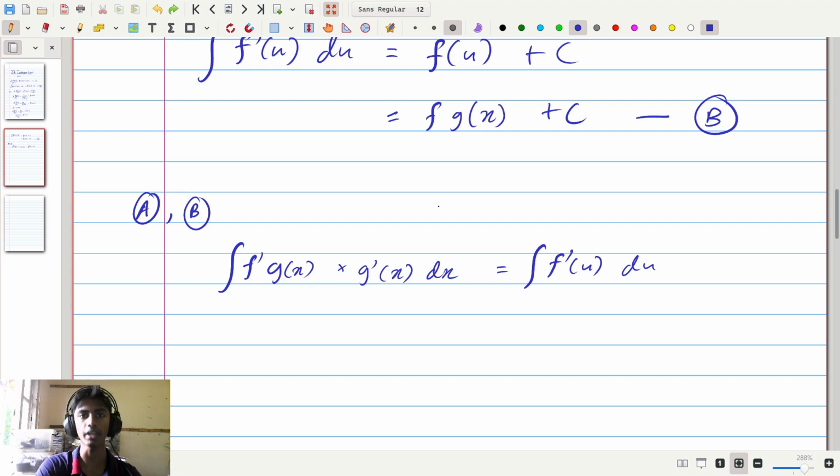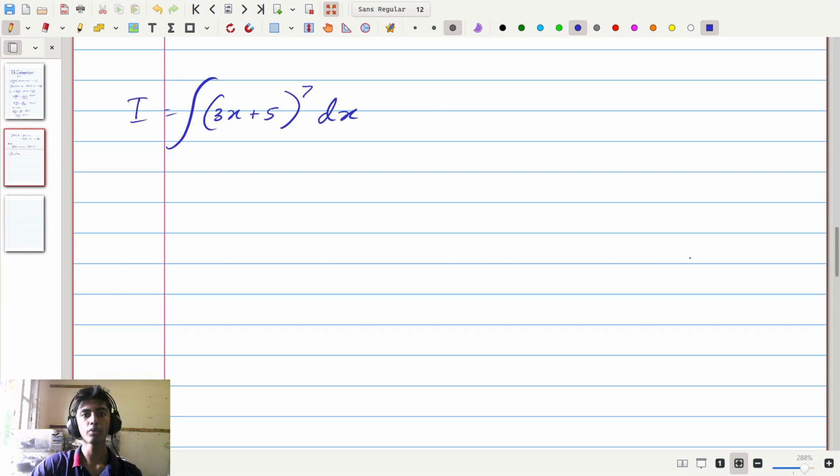not more complicated. We'll now look at a couple of such examples where we can use u substitution and this basic principle, and we'll see which substitutions make things simpler and which substitutions don't. For our first example, let's find the integral of 3x plus 5 to the power of 7. In order to do this, we're going to be using u substitution, and the u substitution we're going to be using is u equals 3x plus 5.